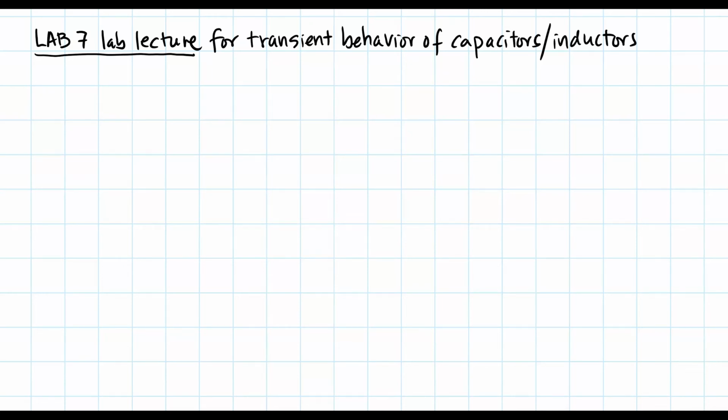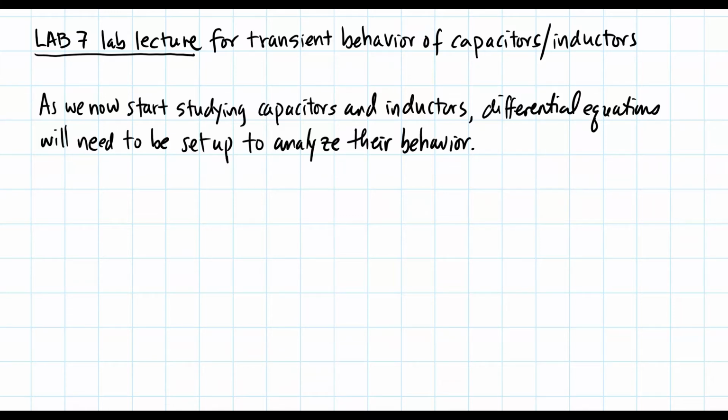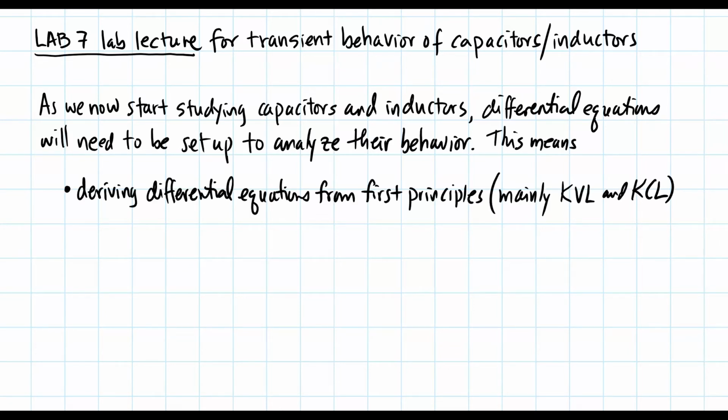Lab 7 lab lecture for transient behavior of capacitors and inductors. As we now start studying capacitors and inductors, differential equations will need to be set up to analyze their behavior. This means we first have to derive the differential equation from first principles, mainly using KVL and KCL.